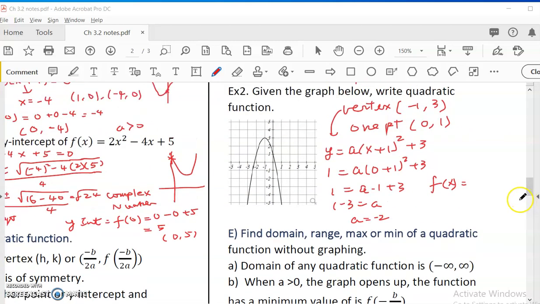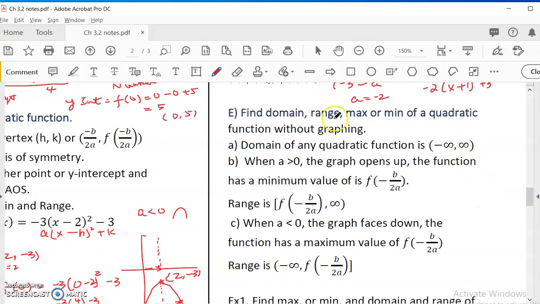So, the last example, I didn't finish writing the equation. Last time we had a is -2, so the function becomes f of x equal to -2(x plus 1) squared plus 3. So that's what I want to write down.